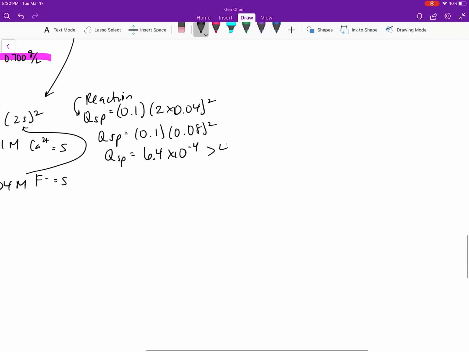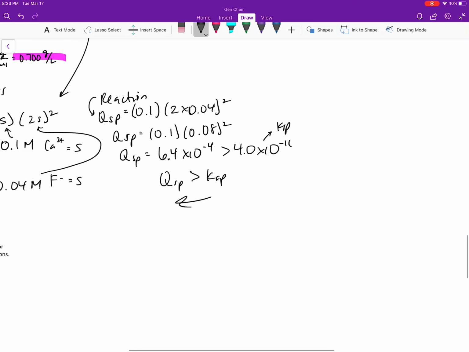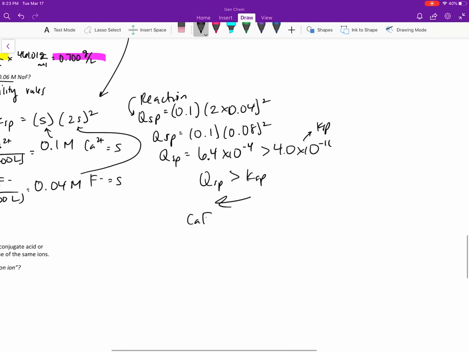which I see that this number is bigger. This is the KSP. So when QSP is greater than KSP, the reaction shifts to the left. This reaction specifically, just to remind us, is the following, meaning that it favors the formation of solids. So yes, a precipitate will form. All right.